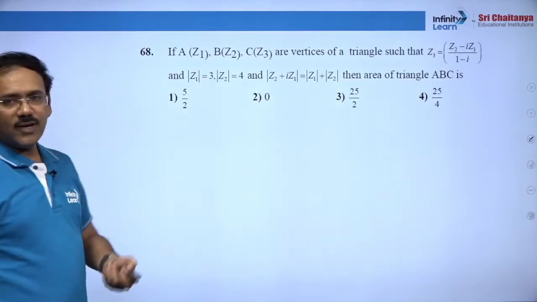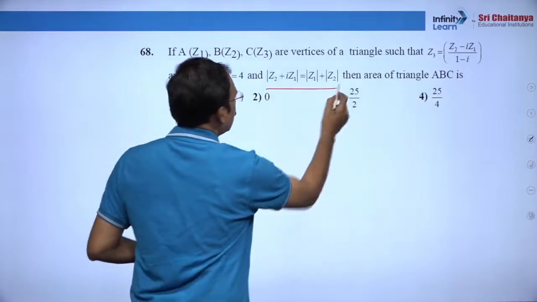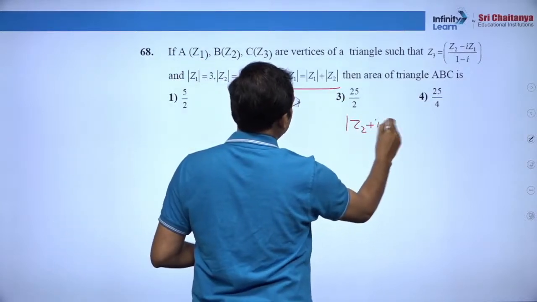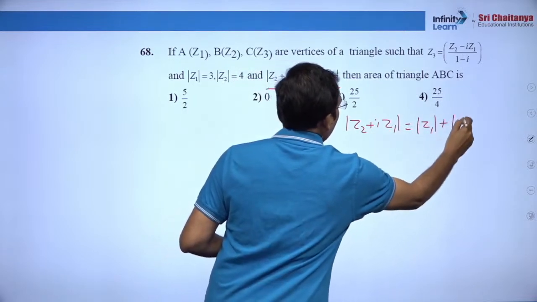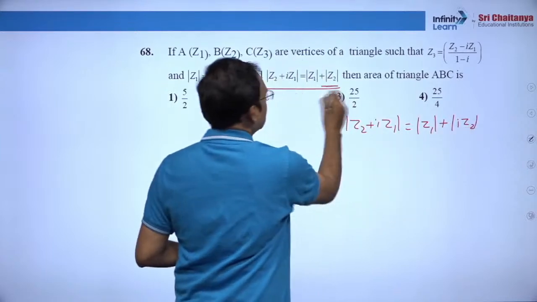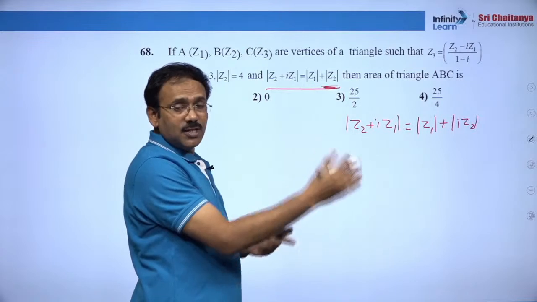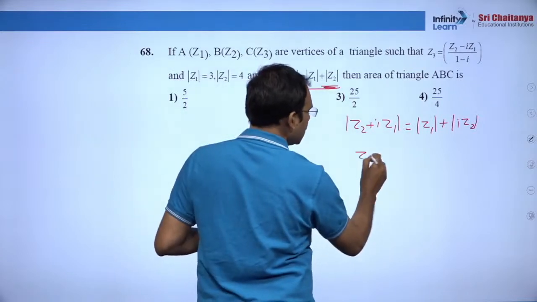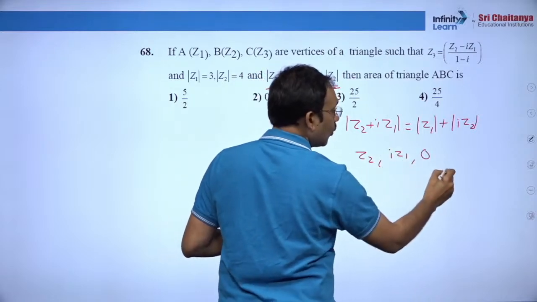Next, you see friend, this is another question from complex numbers. This data, you can write mod z2 plus I z1 is equal to mod z1 plus mod I z2. I can also write this statement like this because mod I is 1. So it is like mod z1 plus z2 is equal to mod z1 plus mod z2, in the sense clearly z2, I z1, origin are collinear.